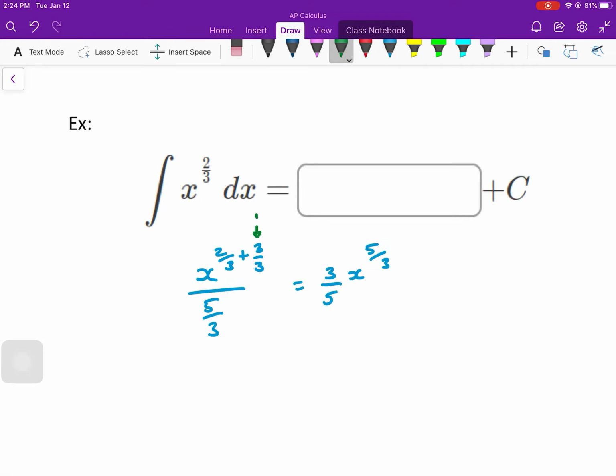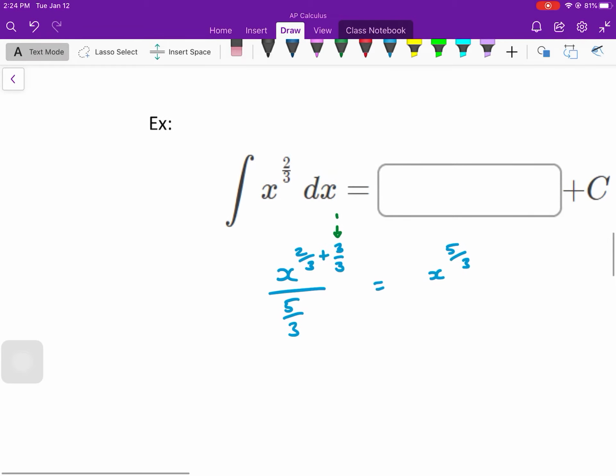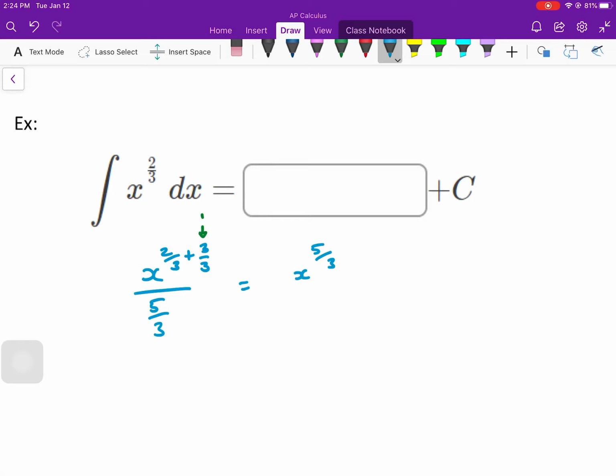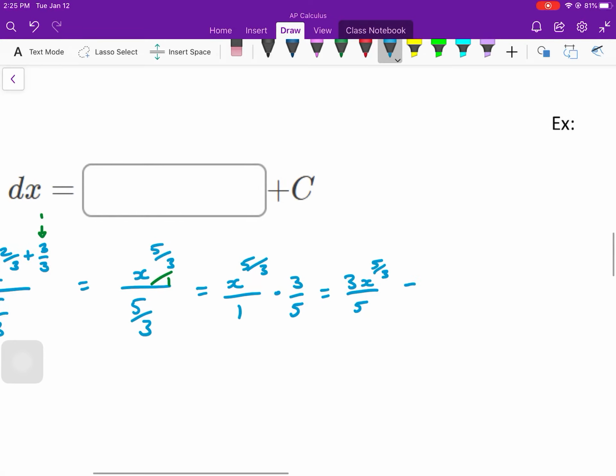I guess I am teaching on this video. I might as well show you. So let me just go ahead and do that. So that's over 5/3. So we could write that as, this is the top fraction there. So that's x to the 5/3 over 1 times 3 over 5. Which is 3x to the 5/3 over 5, or 3/5 x to the 5/3 if you want to think of it that way.